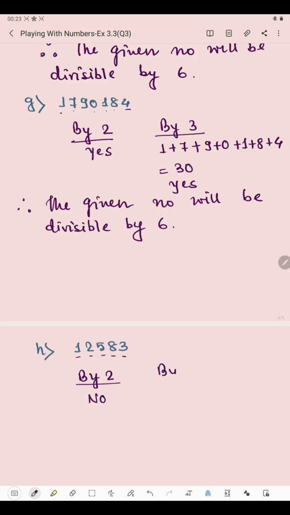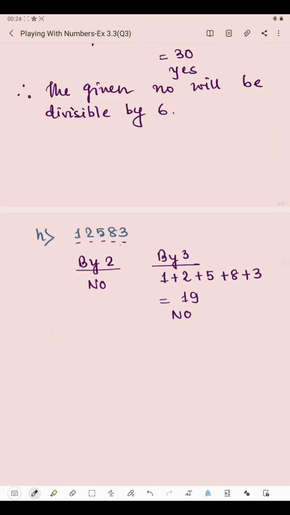Okay, now we'll check the divisibility by 3. So for this we need to find the sum of all the digits. So 1 plus 2 plus 5 plus 8 plus 3. So 1 plus 2 is 3, 3 plus 5 is 8, 8 plus 8 is 16. So we'll write therefore the given number is not divisible by 6.